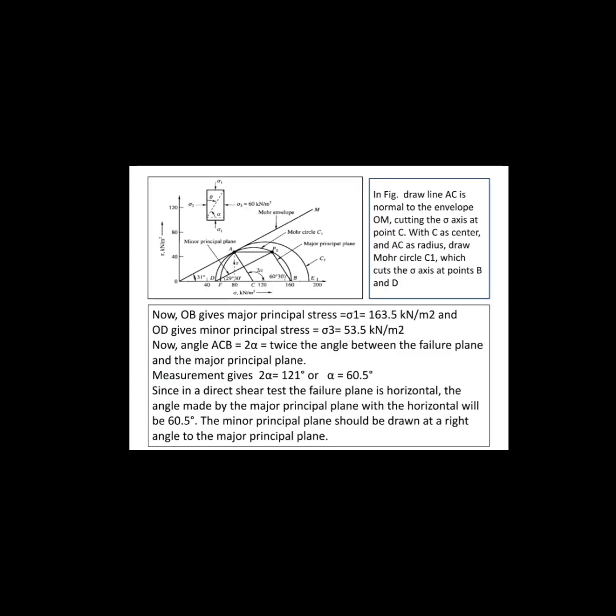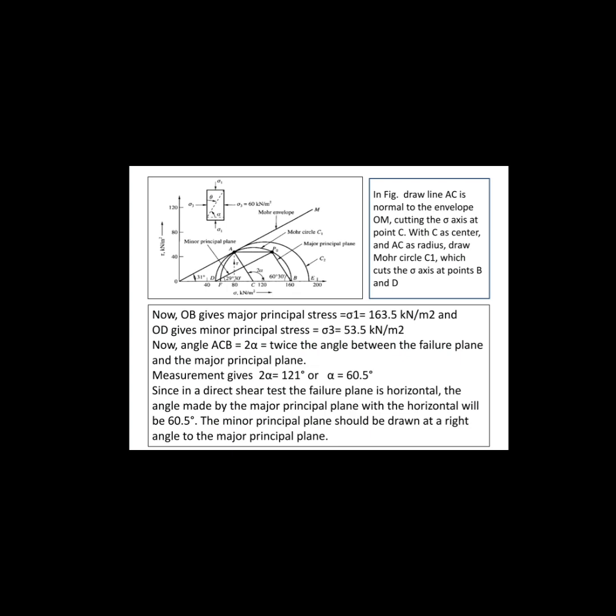In the figure, draw the line AC, which is normal to the envelope OM, which cuts the sigma axis at point C. With C as center and AC as radius, draw the Mohr circle C1, which cuts the sigma axis at points B and D. Now, OB gives the major principal stress measuring 163.5 kilonewton per meter square, and OD gives the minor principal stress measuring 53.5 kilonewton per meter square.